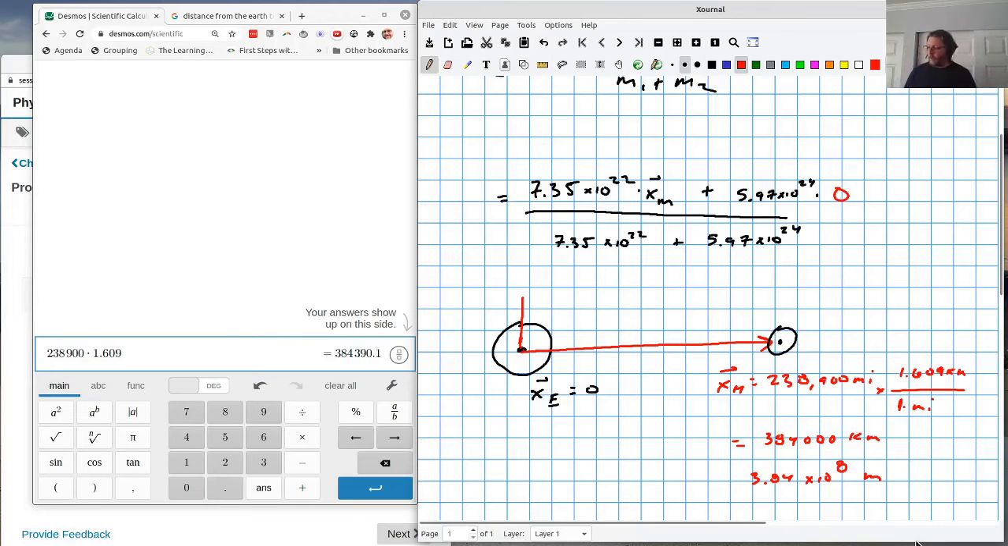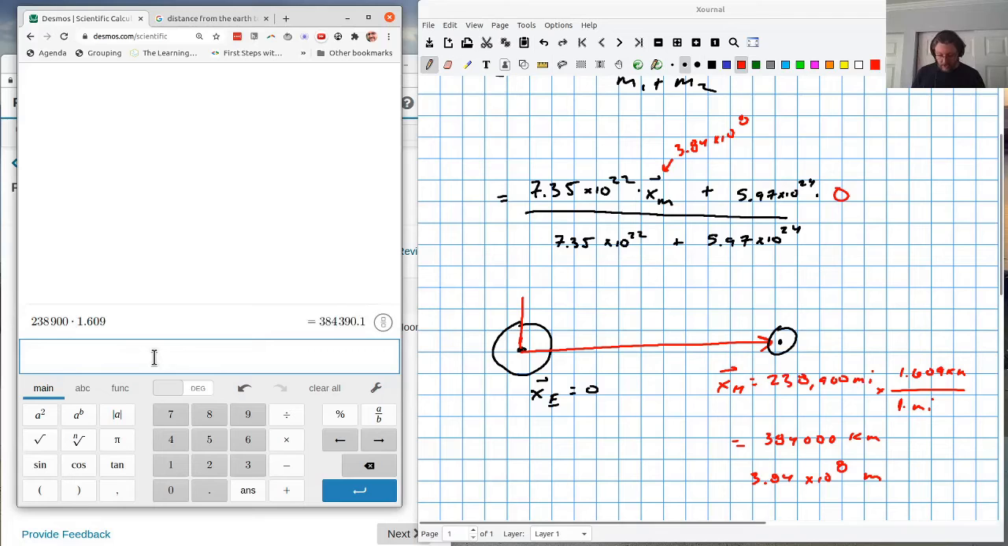Okay, so that 3.84 times 10 to the 8th goes in right there. 3.84 times 10 to the 8th. Okay, so it's just a little bit ugly to put all this together, and we have to make sure that we get the precision of it right.